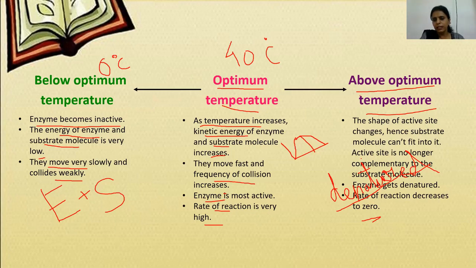Yes, active site is no longer complementary to the substrate molecule. The substrate molecule cannot fit into the active site. That means the active site is no longer complementary to the substrate molecule. Hence the enzyme gets denatured and hence the rate of reaction decreases.